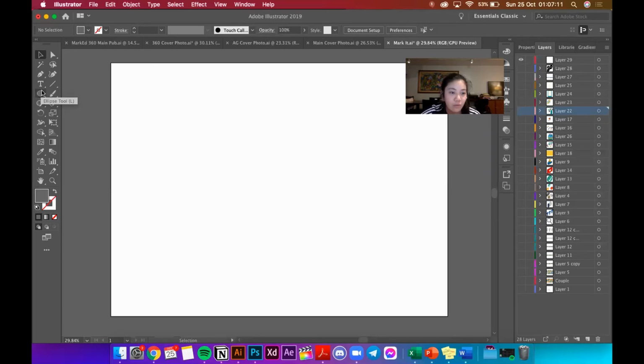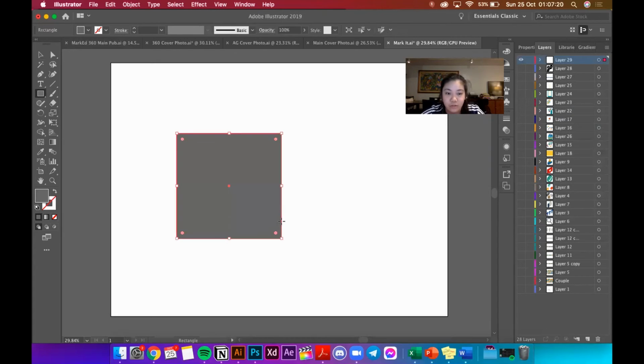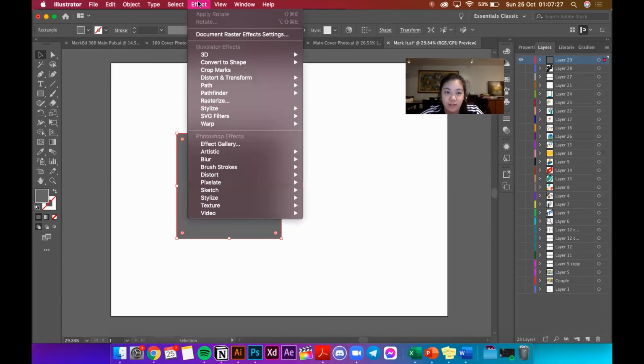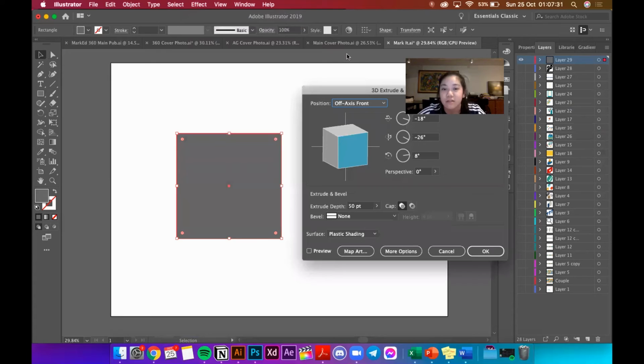For example, I want to draw a box. Okay, let's keep it simple first. Let's draw a box. So I'll just get a square. Okay, and this is where it gets interesting. So go to Effect up there, 3D, and go to Extrude and Bevel. I'd like to give a shout out to Naomi. She was the one who introduced me to Extrude and Bevel, and the whole team also.